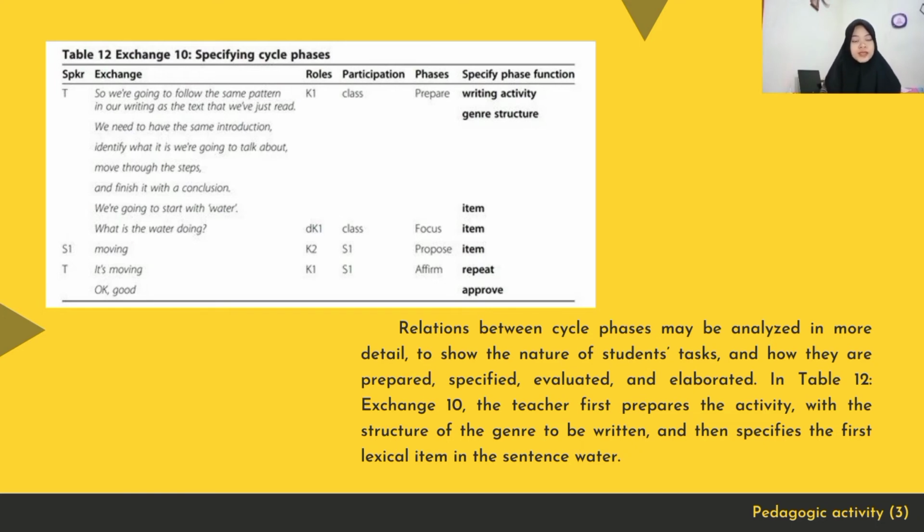Specific phase function is item. Exchange: what is the order doing? Roles is DK1, participation is class, phase is focus, specific phase function is item. Speaker is student 1, exchange is moving, roles is K2, participation is S1, phase is propose, specific phase function is item. Speaker is teacher, exchange is moving, roles K2, participation is S1, specific phase function is repeat. Exchange: okay, good, specific phase function is approve.